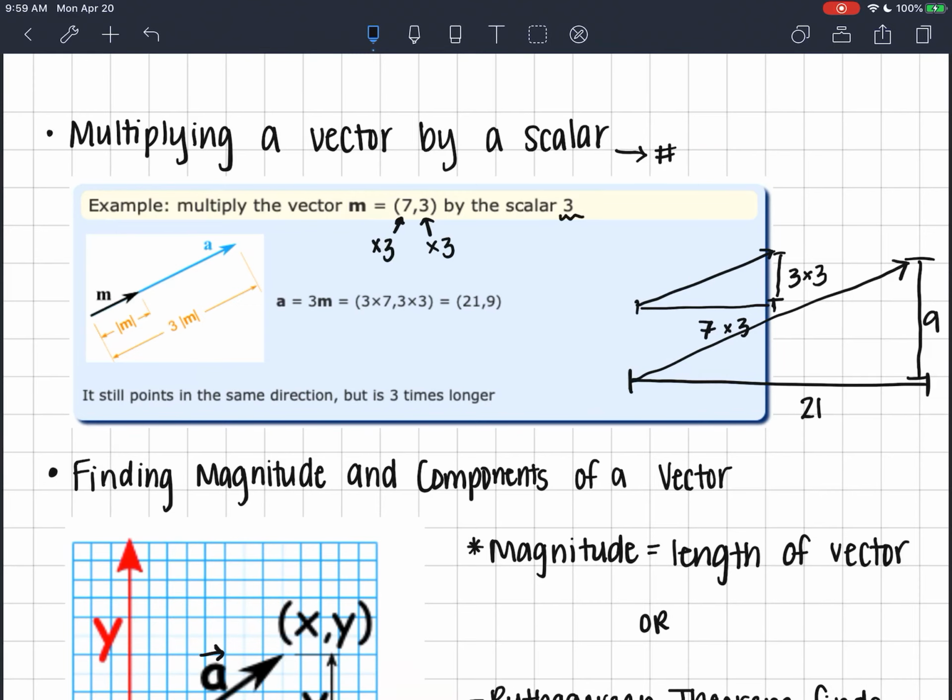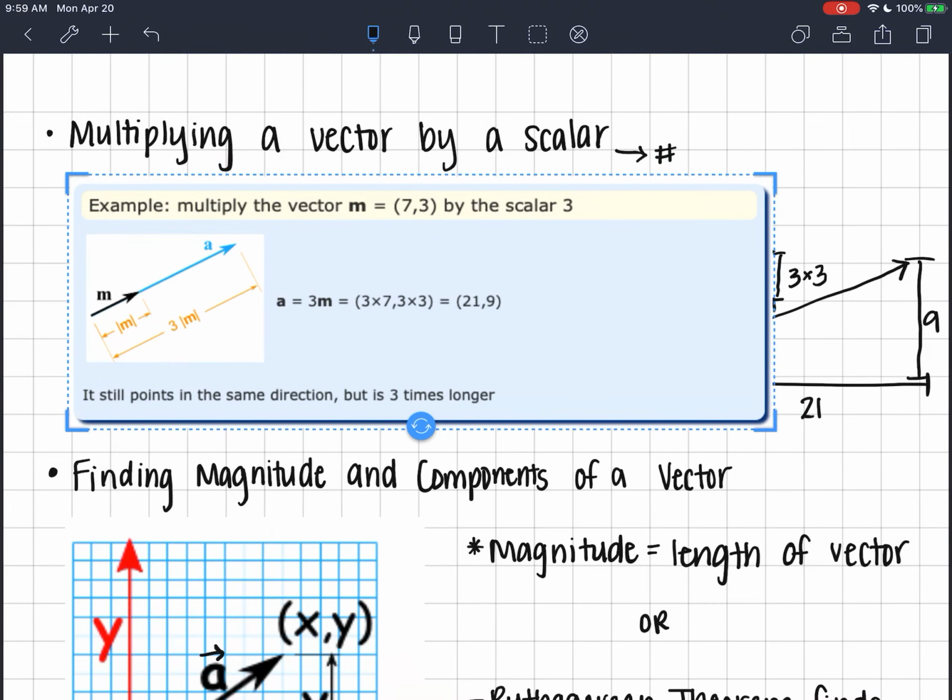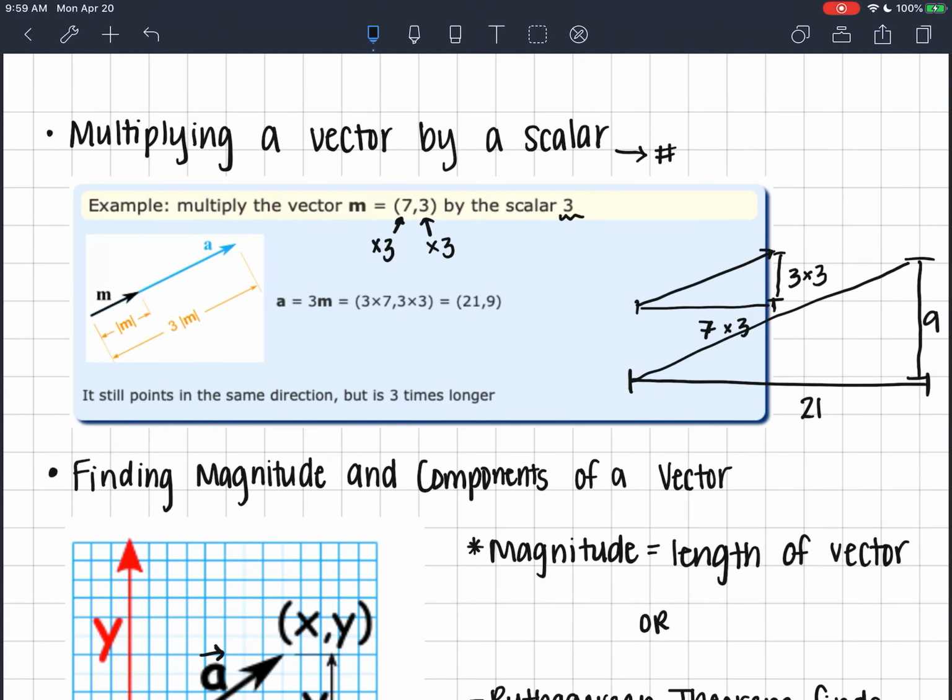So when you take a vector and multiply it by a scalar, you're just taking the magnitude of that vector and multiplying it by a scalar, which is what we've got drawn right here on the left.